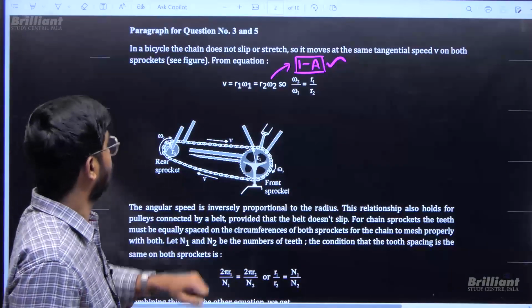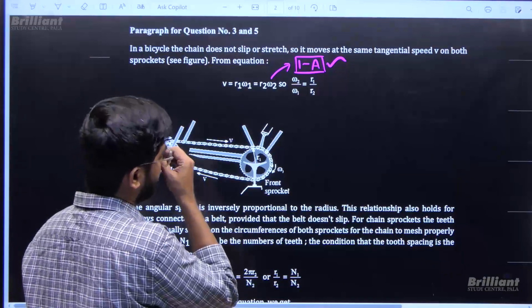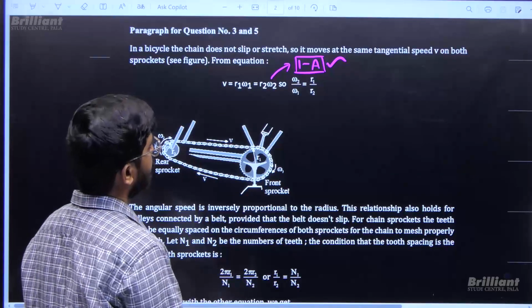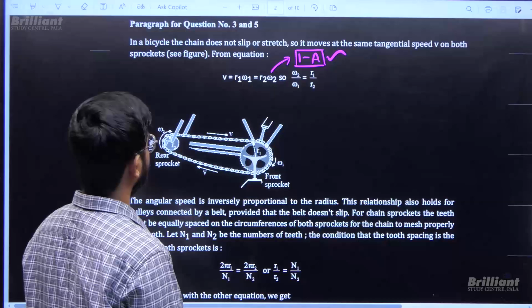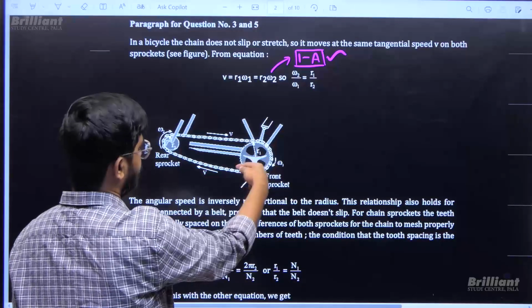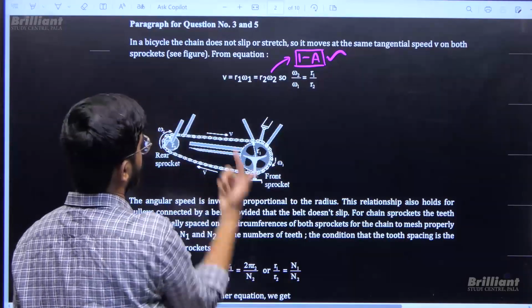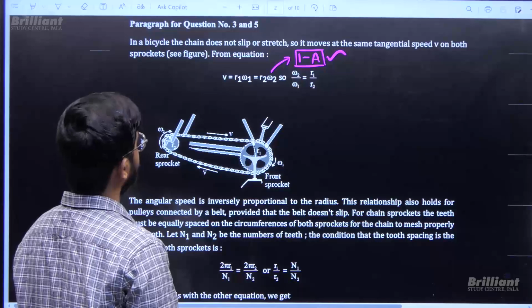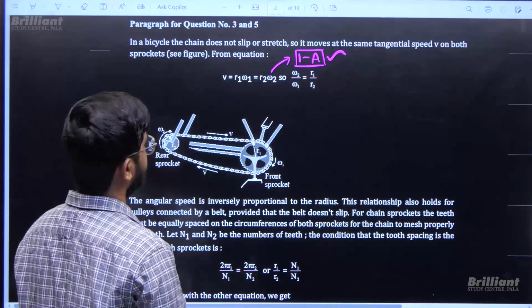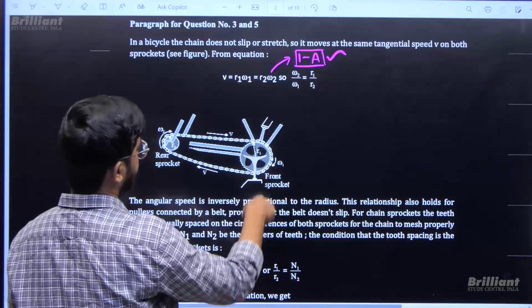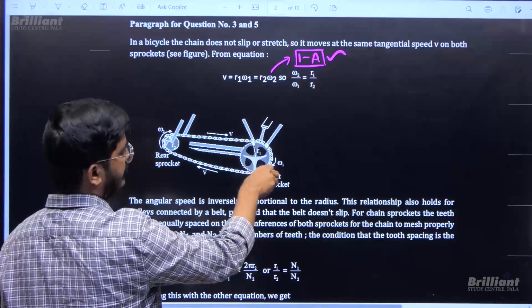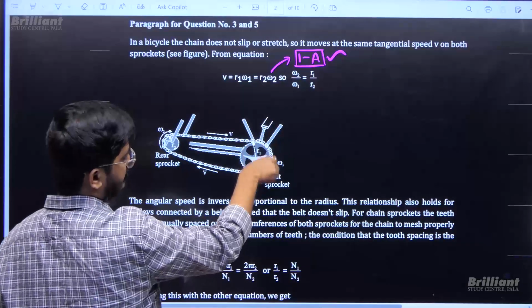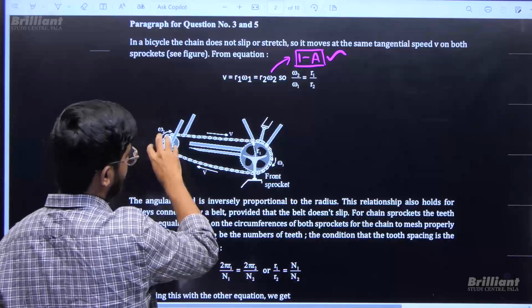In a bicycle, the chain does not slip or stretch, that you people will be knowing. So it moves at the same tangential speed v on both the sprockets as shown in the figure. So this chain should have the same speed along the length of the chain. If this is the front sprocket with the pedal and this is the rear sprocket, you will be pedaling, so this will be rotating and the moving chain will try to rotate this one.